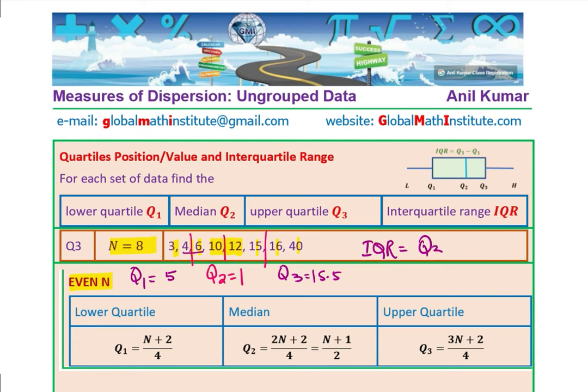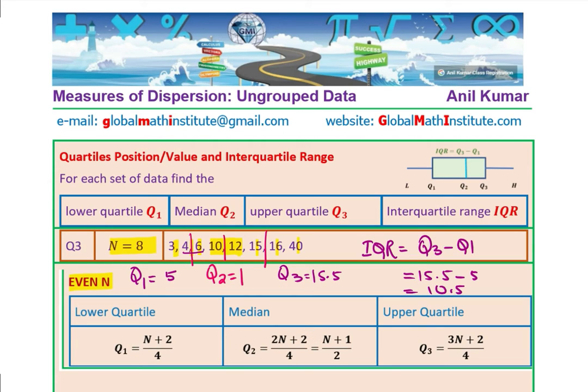IQR is Q3 minus Q1. So the difference between 15.5 and 5, which is 10.5, will be IQR. So we have actually found all these values without even using the formula. Perfect. But I'll encourage you to use the formula.